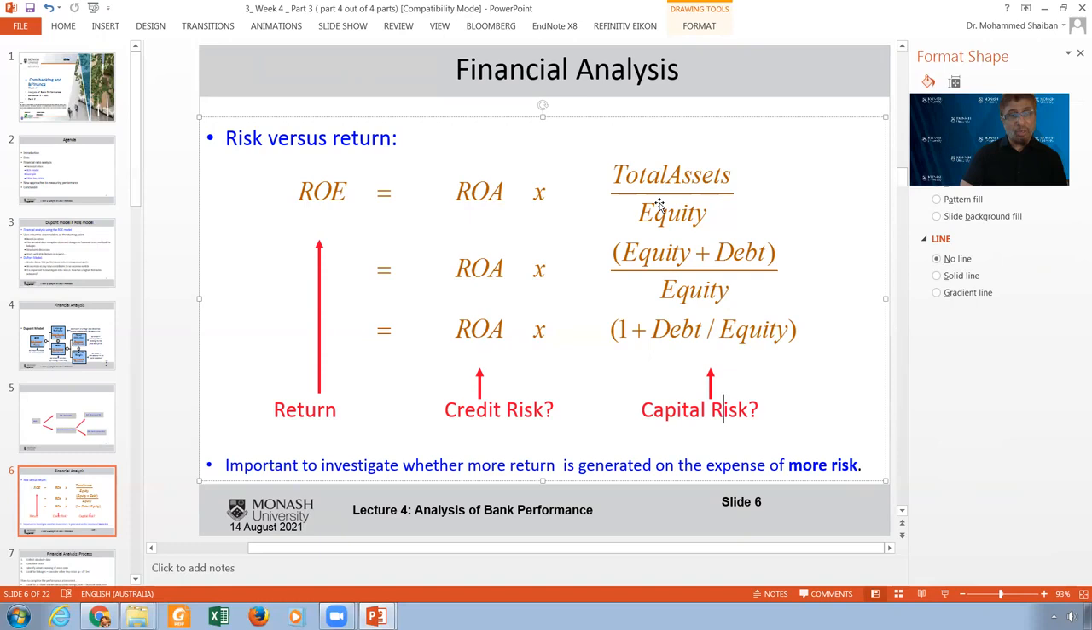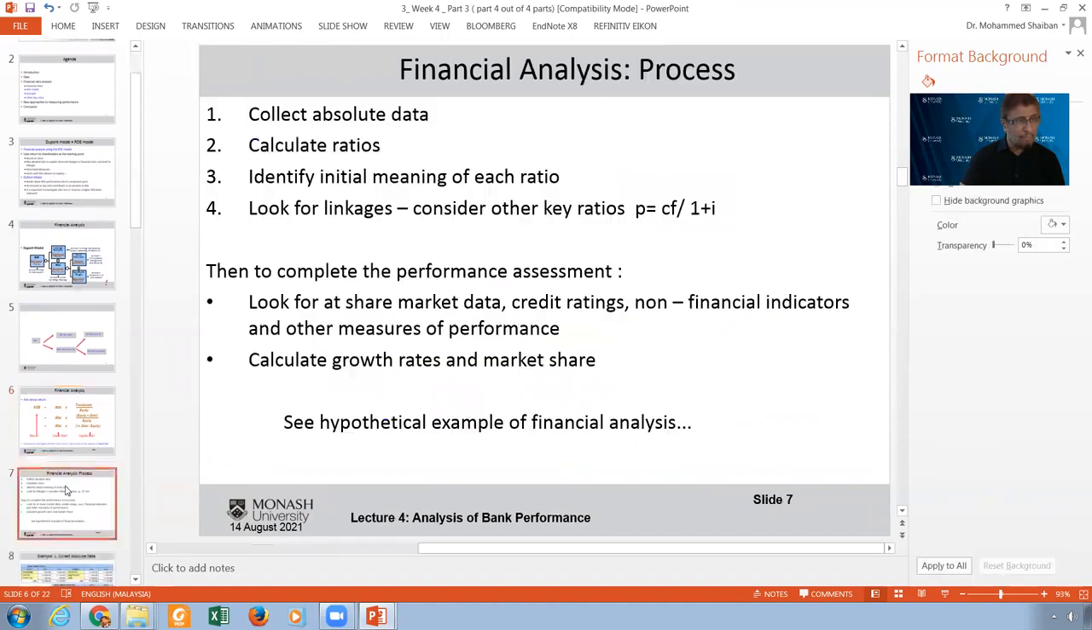If you look at it mathematically, you can say total assets over the equity. And total assets is actually equity plus debt. This is the total liabilities, which is equal to the total assets. Then we have 1 plus debt over equity. So I can take the equity with the equity and bring the debt over the equity. So this is actually the capital risk, if you look at it mathematically. So let me go now to the next slide.